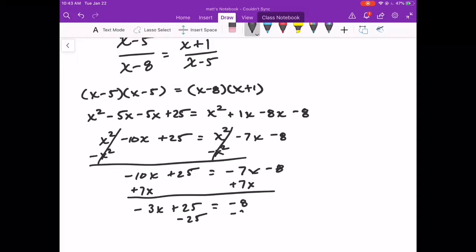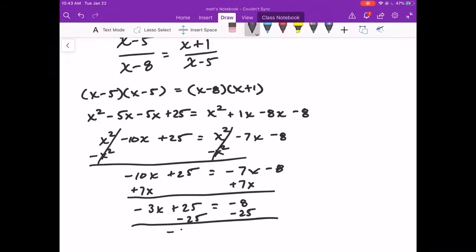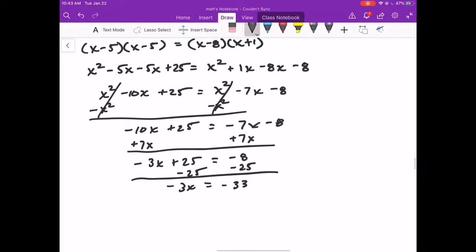Subtract 25 from both sides. Negative 3x is equal to negative 33. So now, in order to get x by itself, I divide both sides by negative 3. X is equal to 11. Now, again, we find out here that I had one unique solution because my quadratic terms canceled out when I subtracted them from both sides, keeping in mind that if you graph this, you would end up with a bounce at 11 on the x-axis, or a double root.